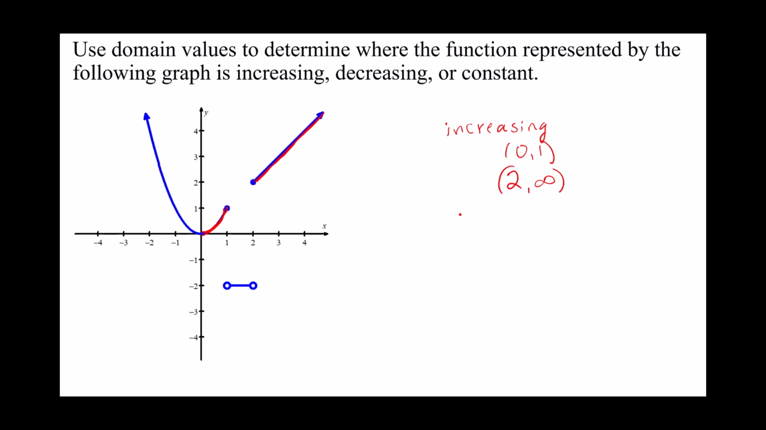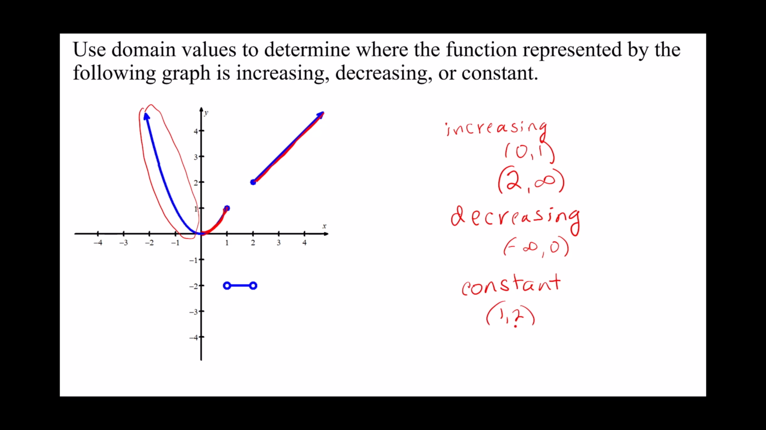If we want to look at where the graph is decreasing, we want to know where the graph is going down from left to right. So it is going down from left to right here, and that is from negative infinity to 0. These intervals are the intervals of the x values where it's increasing and decreasing. And then constant, the graph is constant. That means a horizontal line from when x is 1 to when x is 2.